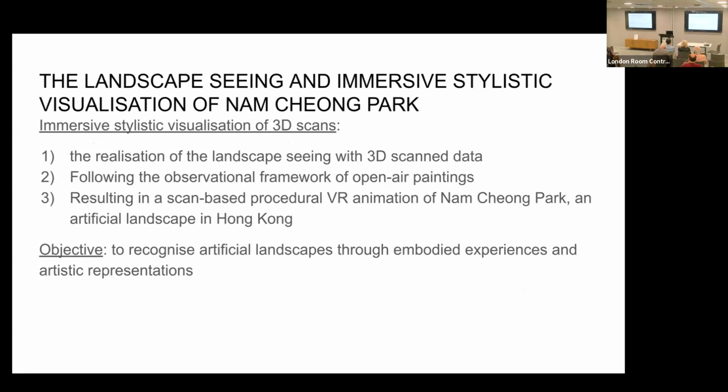And there are three processes to do so. The first one is to realize an artificial landscape through 3D scanning. And then I try to follow the observational framework of producing open-air paintings. And lastly, I come up with a scan-based procedural VR animation of Nam Fong Park, which I consider an artificial landscape in Hong Kong. The objective of this practice is to recognize artificial landscapes through my embodied experiences and artistic representations.